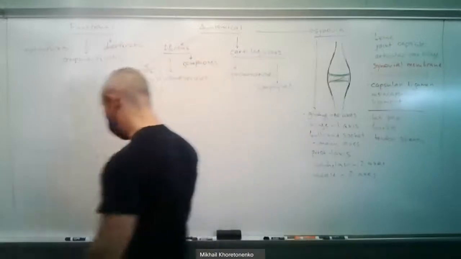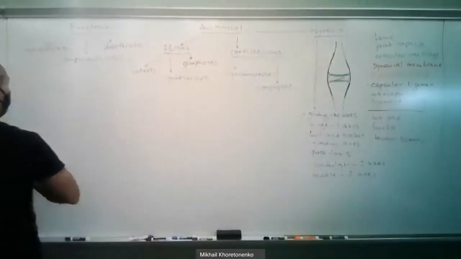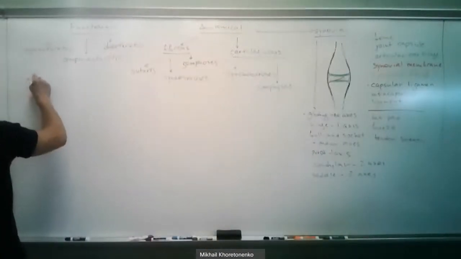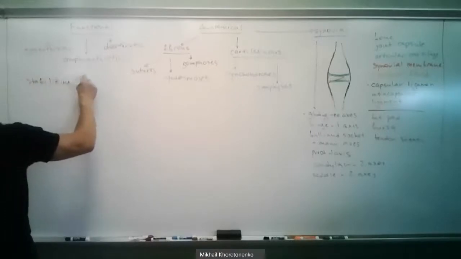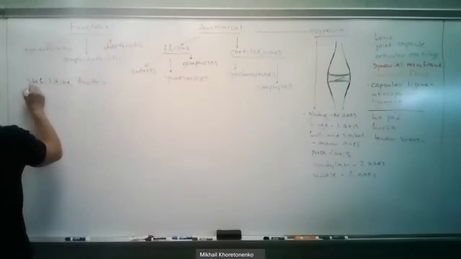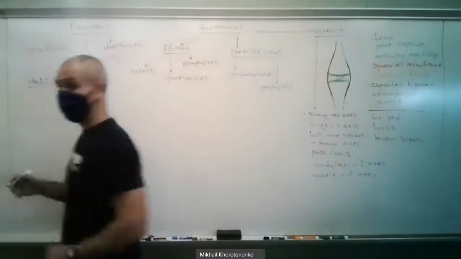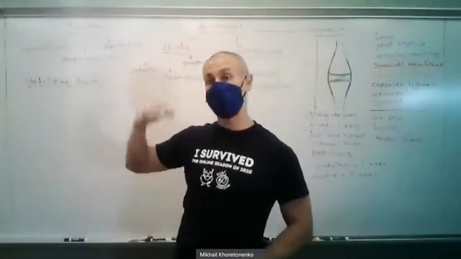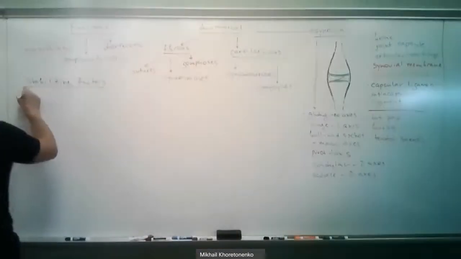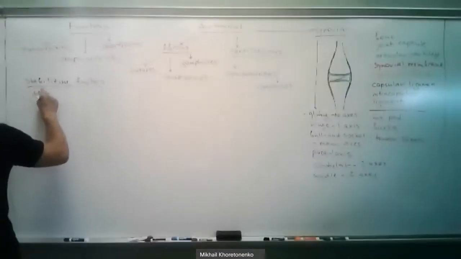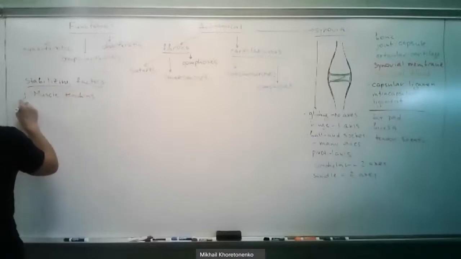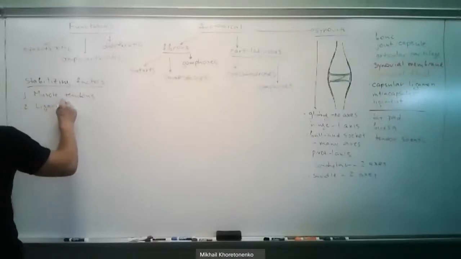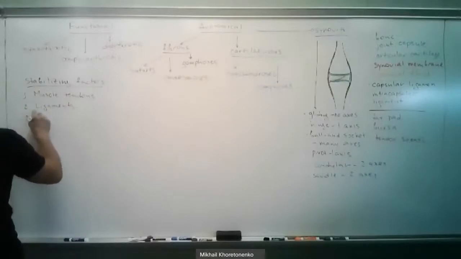So, stabilizing factors for the joints, otherwise we won't understand. From most important to least important: most important are muscle tendons, then ligaments, and then articular surfaces.